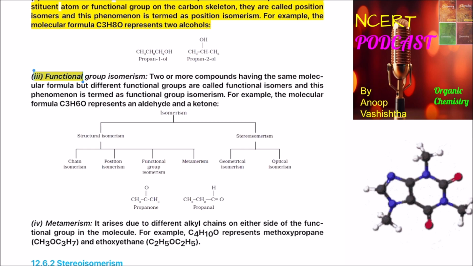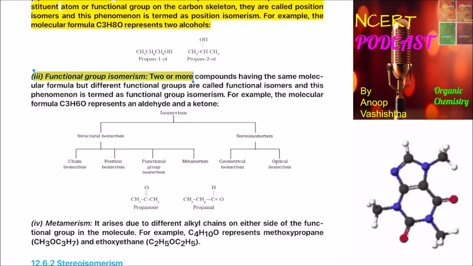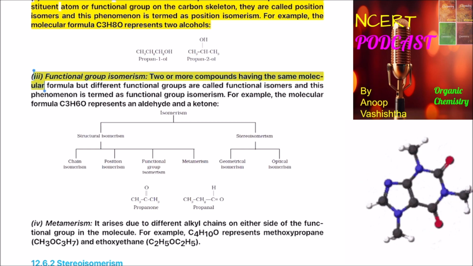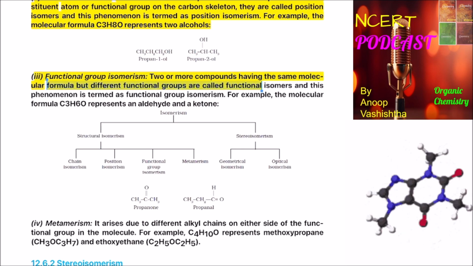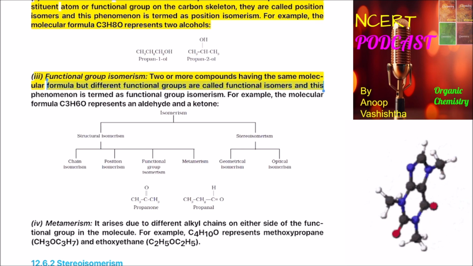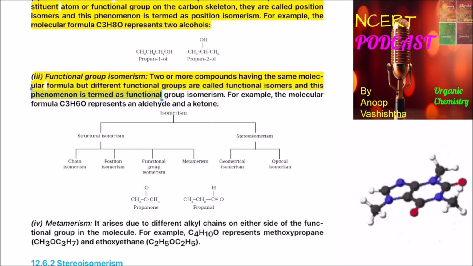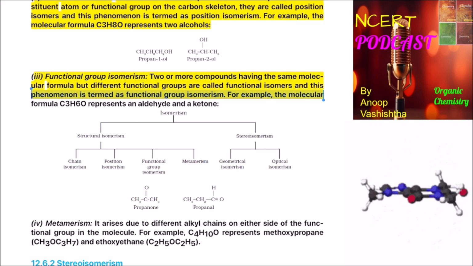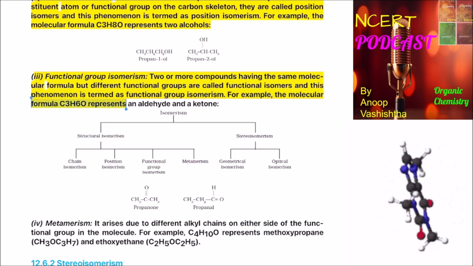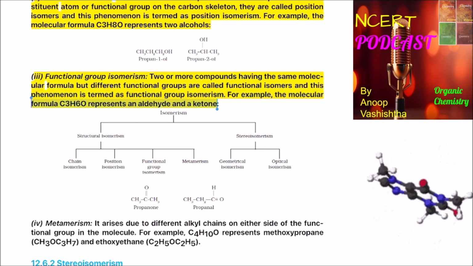Third, functional group isomerism. Two or more compounds having the same molecular formula but different functional groups are called functional isomers, and this phenomenon is termed as functional group isomerism. For example, the molecular formula C3H6O represents an aldehyde and a ketone.